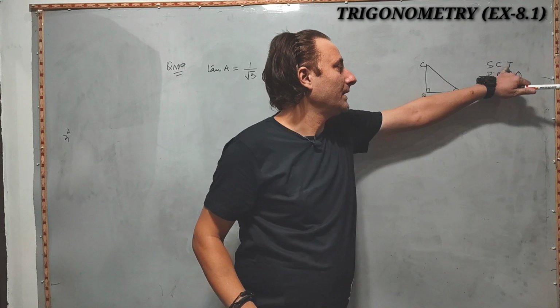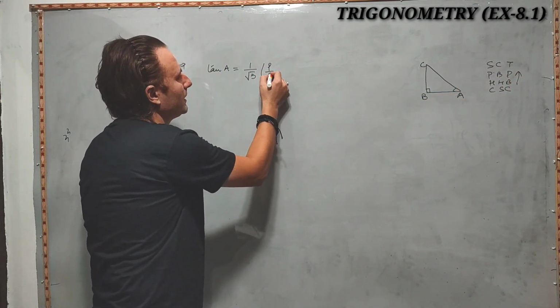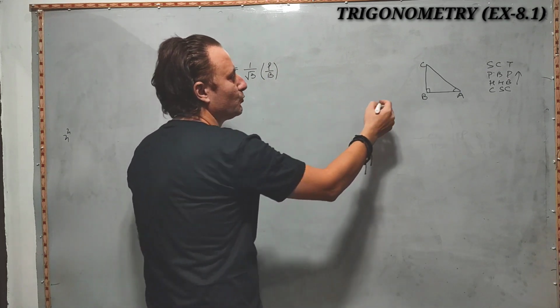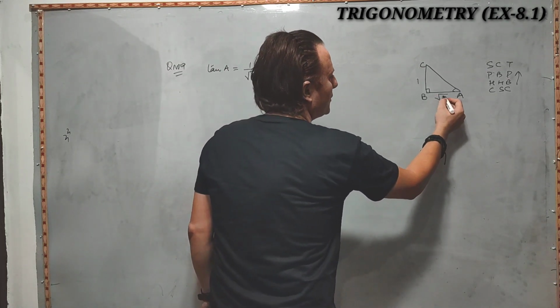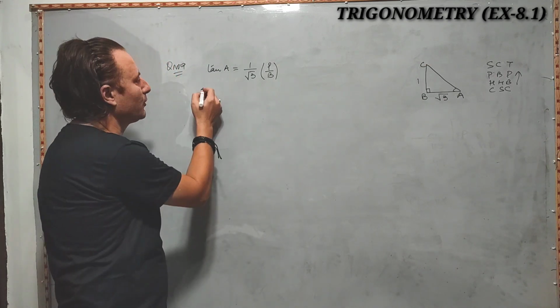So what do we have, tan here? Perpendicular upon base. So this is perpendicular and this is base. So perpendicular is 1 and base is under root 3. So let us find the value of hypotenuse.